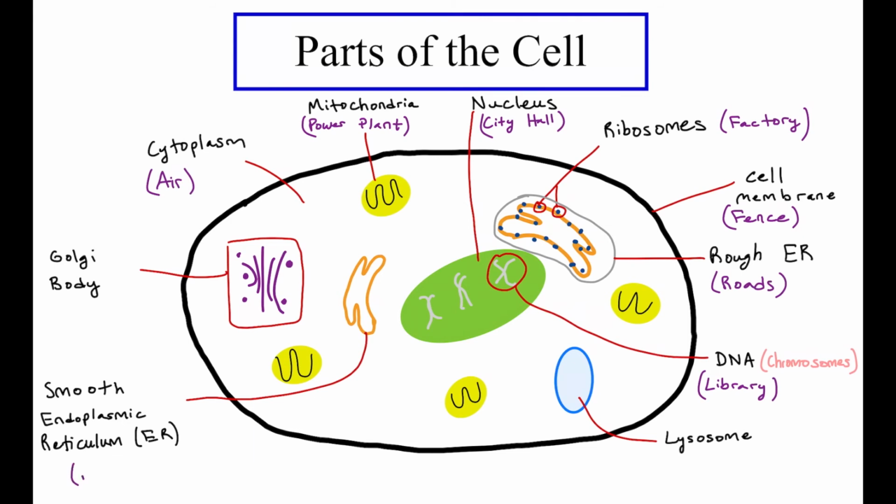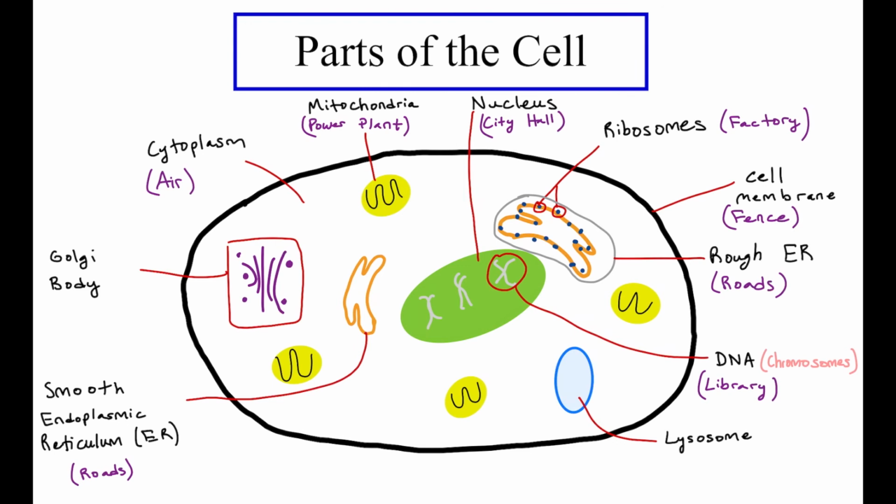But first we're going to talk about the smooth ER because it's very similar to the rough ER, except it doesn't have the little blue dots, it doesn't have the ribosomes. So what the smooth ER does is it makes another type of molecule in the cell called steroids, and these steroids are also sent to the Golgi body after they're made in the smooth ER, so that the Golgi body can modify them as they need to.